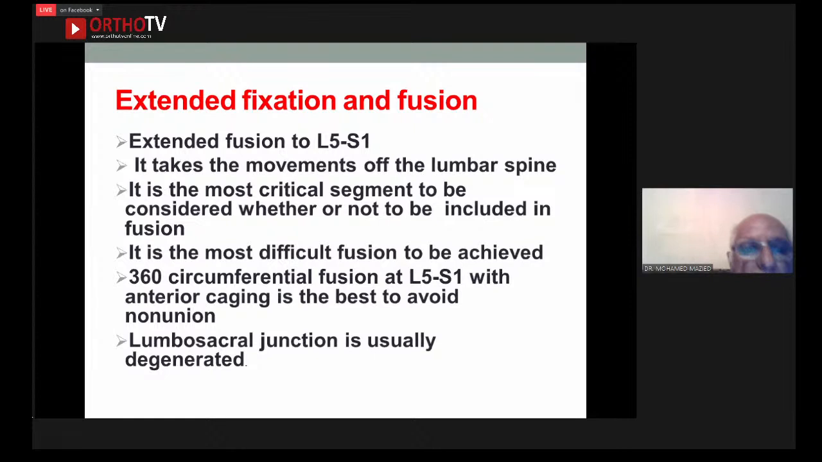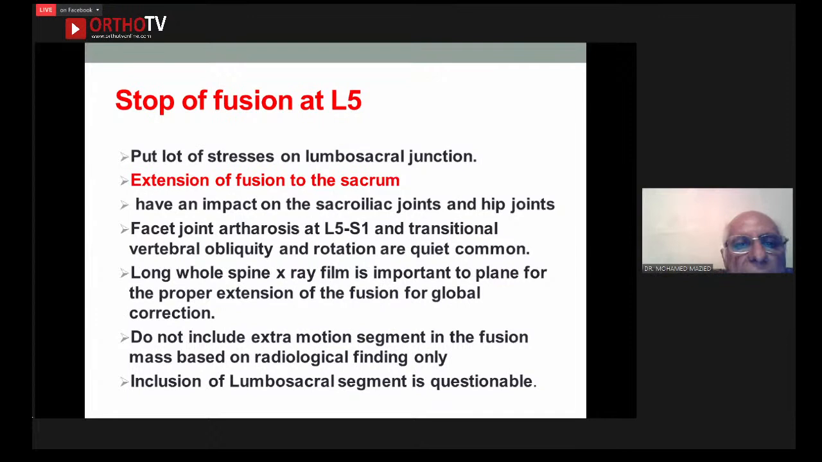L5. Stop fusion at L5, but there are a lot of stresses at the lumbosacral junction. Its extension with the fusion to the sacrum has an impact on the sacroiliac joint and the hip joint. Facet joint arthrosis at L5-S1, and transitional vertebral obliquity and rotation are quite common.